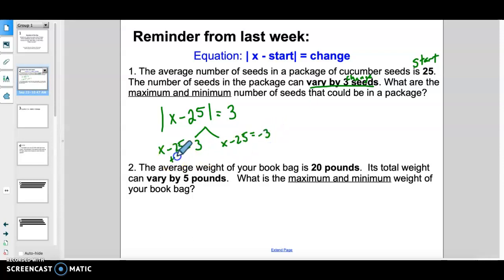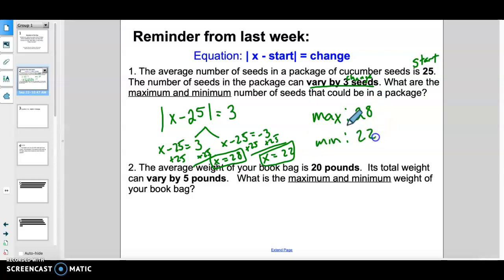So here, if you add 25, we're going to get x equals 28. And here, I ran out of room, of course. If I add 25, I get x equals 22. So what that tells me is my maximum amount of seeds is 28, and my minimum amount of seeds is 22. So that is the final answer here.